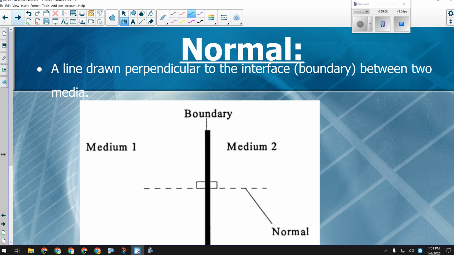The normal line. For the video we watched, they used the term normal. Normal is just a line drawn perpendicular to the boundary to measure the angles. That's how we know that the angle of incidence and the angle of reflection are equal. We draw a normal line there, and the two sides will be equal. So if you hear the word normal, it's just a line drawn perpendicular to the boundary.